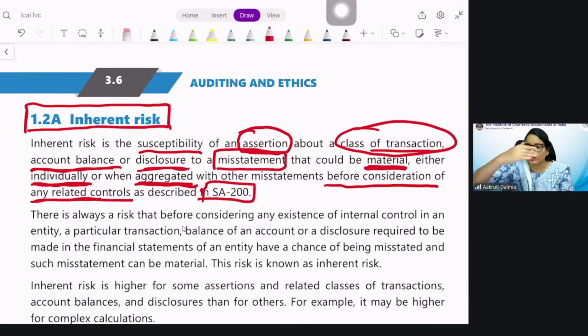Go from the back. I want to give an opinion. To be able to give an opinion, I need evidence. To be able to give evidence, I need to check things. How to decide what to check? That is done by risk assessment and audit procedures.